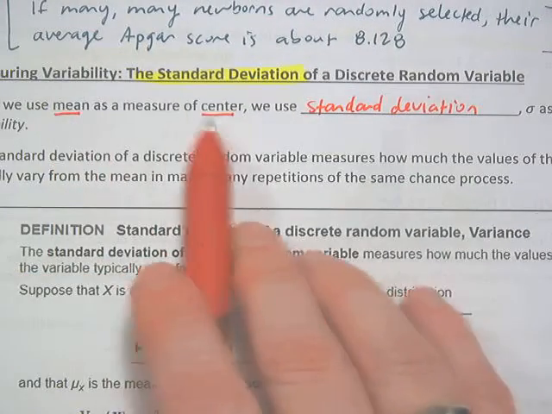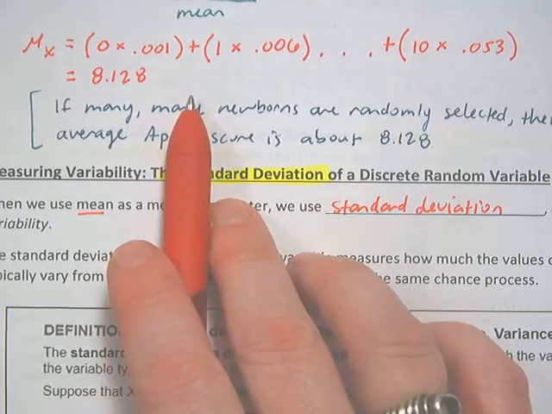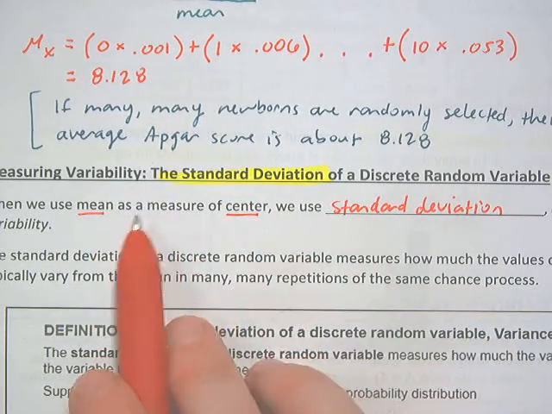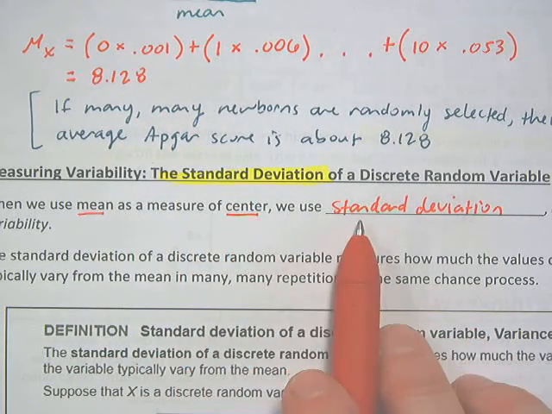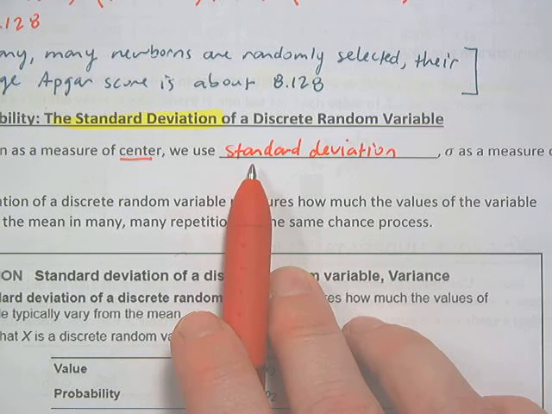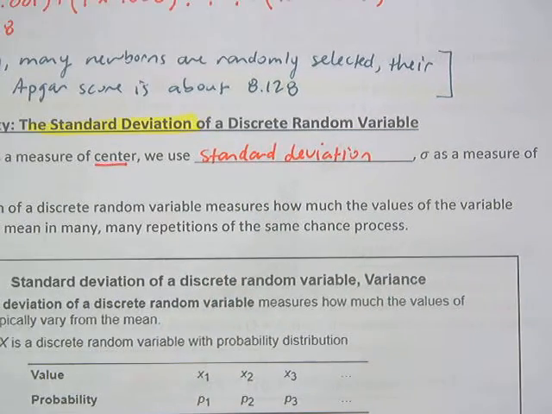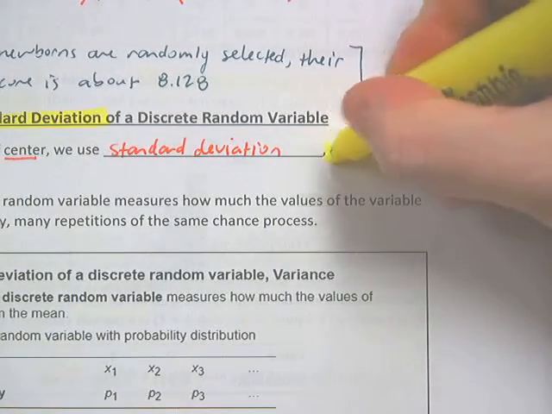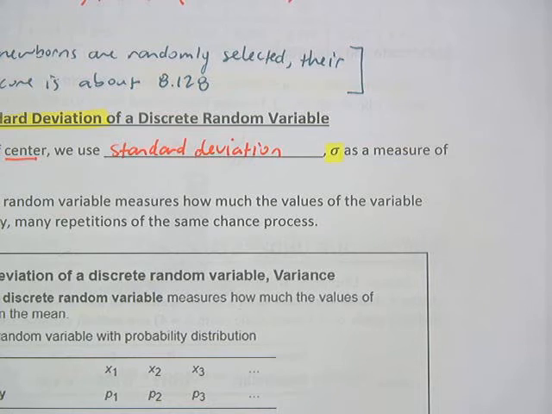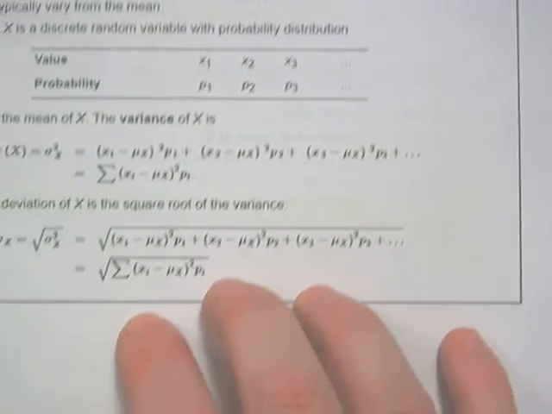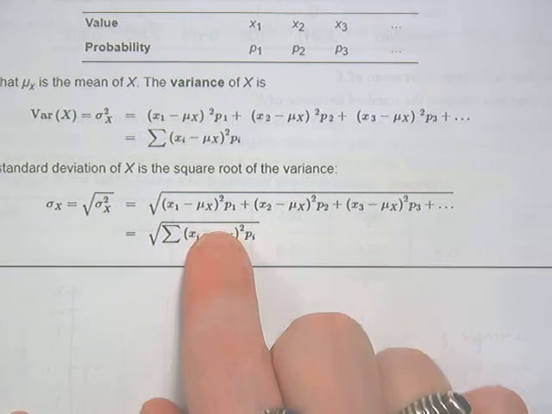If mean is how you describe center, and it is with a discrete random variable, that's what we just did, that automatically means if I ask you about variability, you're not going to tell me about the range or the IQR or anything of that weird old stuff. You're going to talk about standard deviation, which again is this symbol here. That's going to describe variability. Well, here's a formula on how to find it.